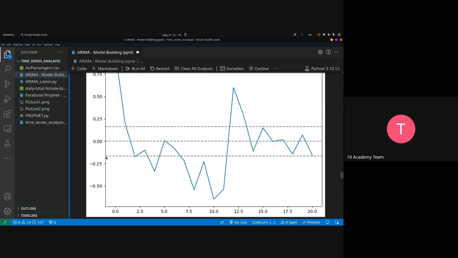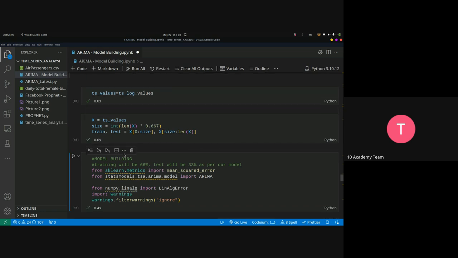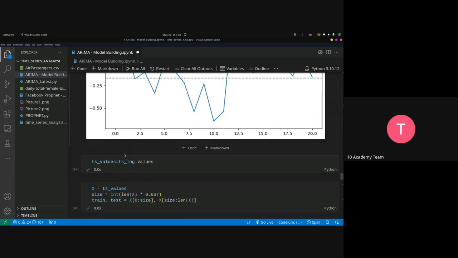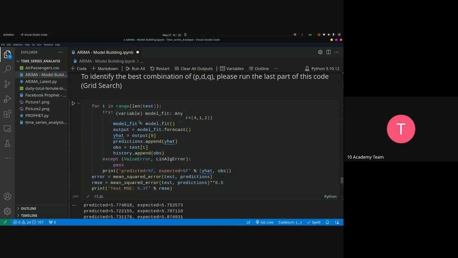These are the confidence intervals for the ACF. Similarly for the PACF. And then once we have that, we can apply the ARIMA, and for that we will have training data, and then we can do a prediction. So the model is ARIMA. We give the history and the order. The order is the p value, the d value, and the q value. And then we fit the model, and then we forecast the outputs.